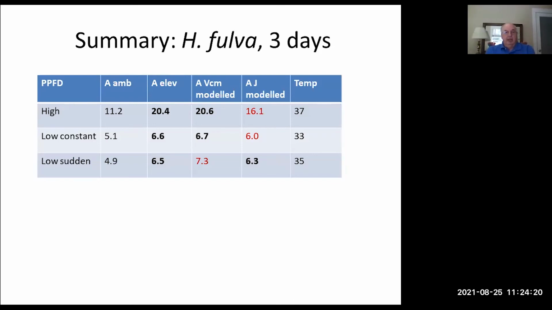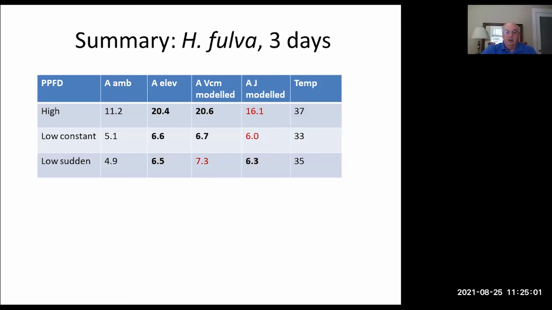And the same is true again at low but constant stable PPFD. Again, we still get a stimulation in photosynthesis, and that stimulation is well predicted if you assume that Vcmax is limiting, but not well predicted if you assume electron transport is limiting. And again, just like soybean, when you get a sudden decrease in PPFD because of clouds coming by, the pattern flips. Now electron transport is limiting for a brief period of time, and Vcmax overestimates your rate.